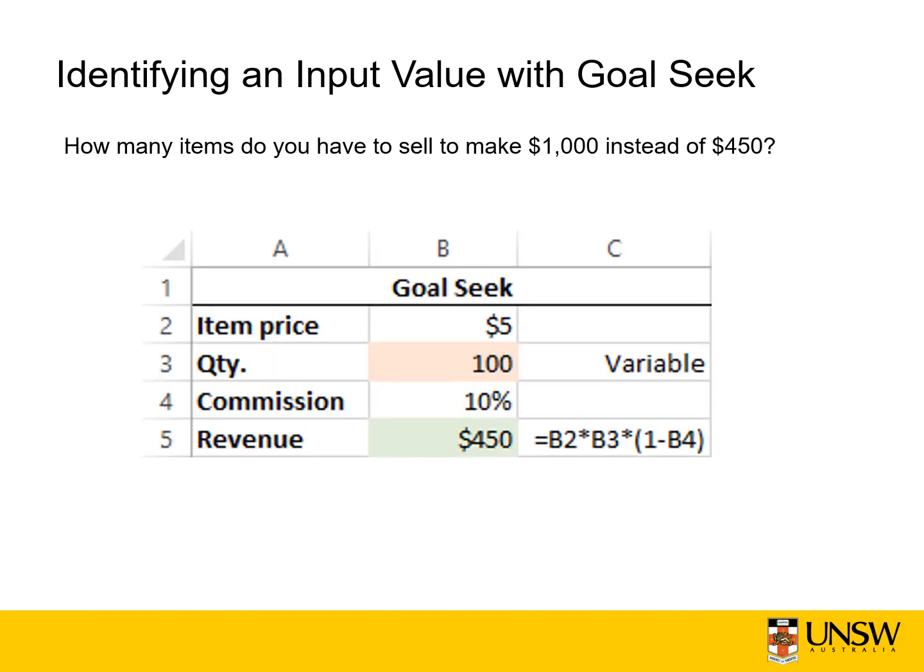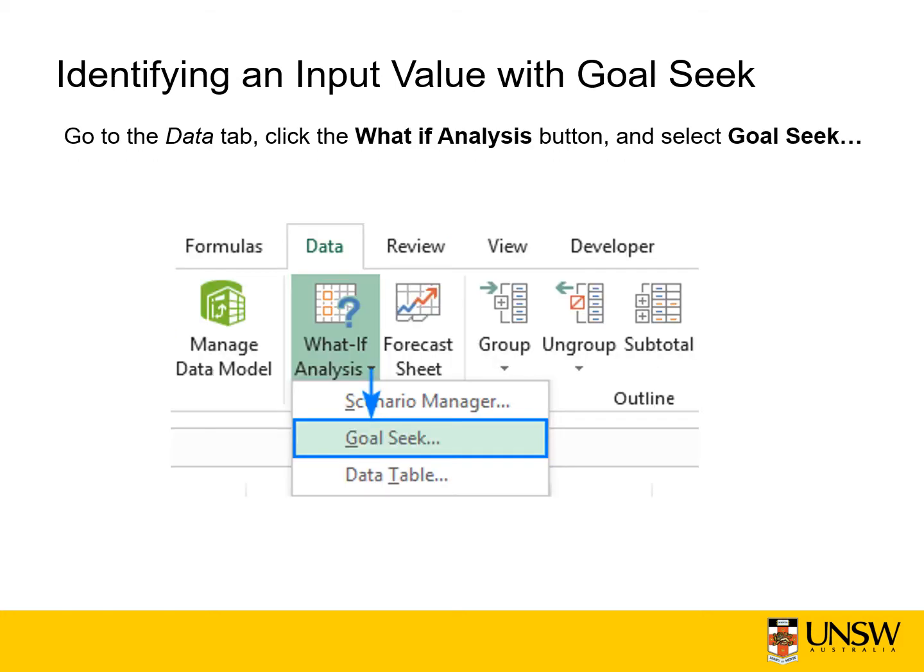Look at this example. This table indicates that if you sell 100 items at $5 each minus 10% commission, you will make $450. The question is, how many items should you sell to make a revenue of $1,000? Let's see how to find the answer with goal-seek. As the first step, we should go to the Data tab, click the What If Analysis button, and select goal-seek.